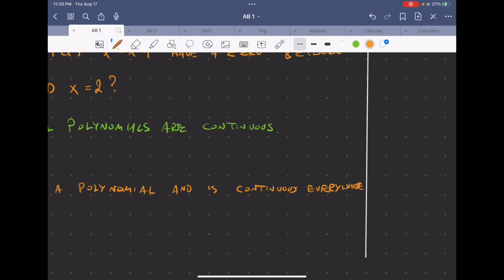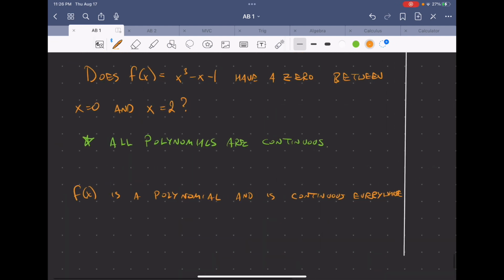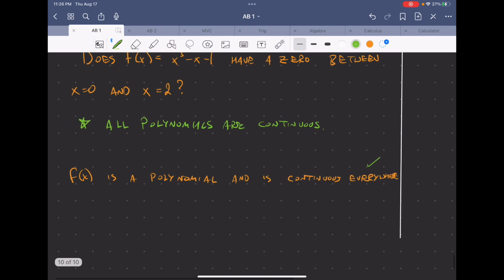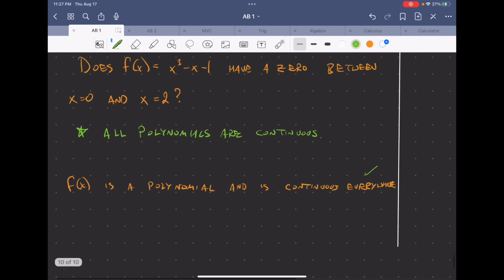And it's very important that you write that if this is an FRQ question on the AP exam, because that would be you checking off the hypothesis. So if you did not write that sentence, you would lose a point. So f of x is a polynomial and is continuous everywhere. So now we have to apply the conclusion part of the intermediate value theorem.